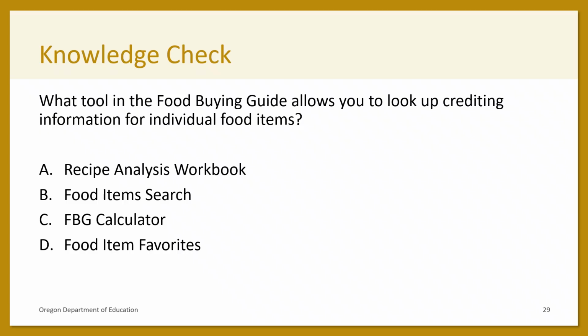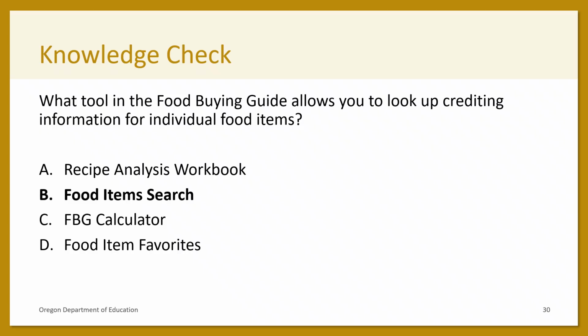Let's try one more knowledge check. What tool in the food buying guide allows you to look up crediting information for individual food items? Is it the recipe analysis workbook, the food item search, the FBG calculator, or food items favorites?